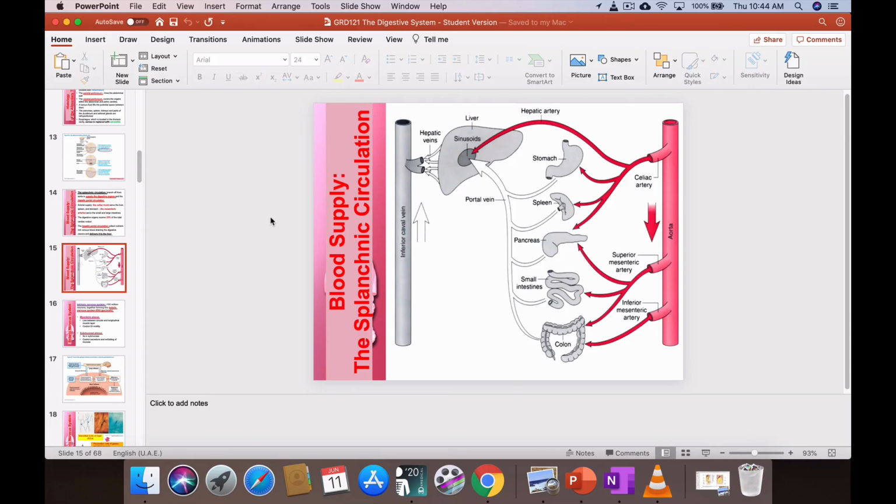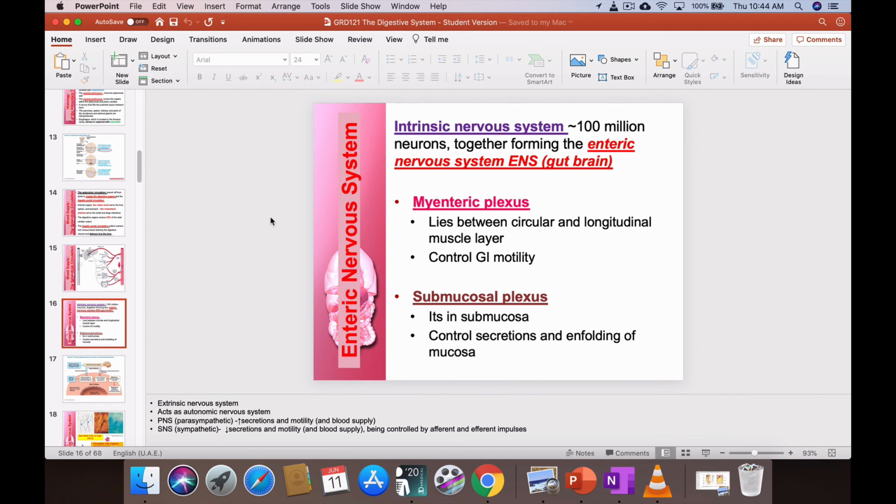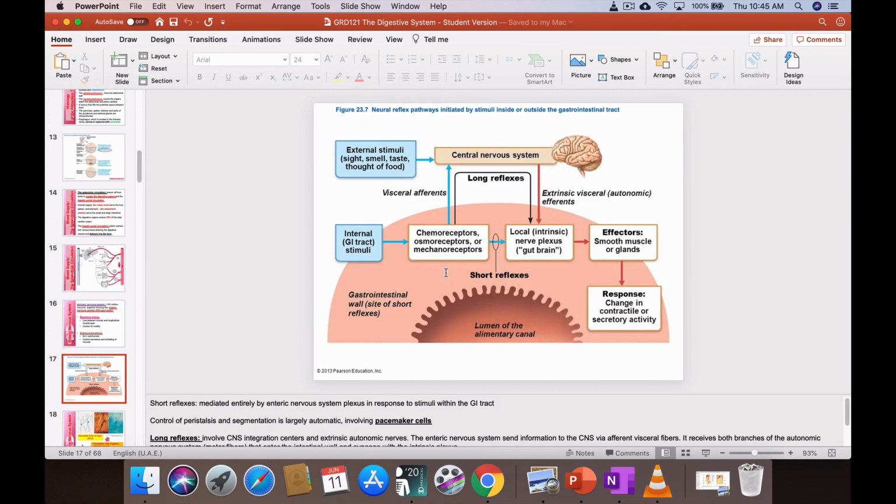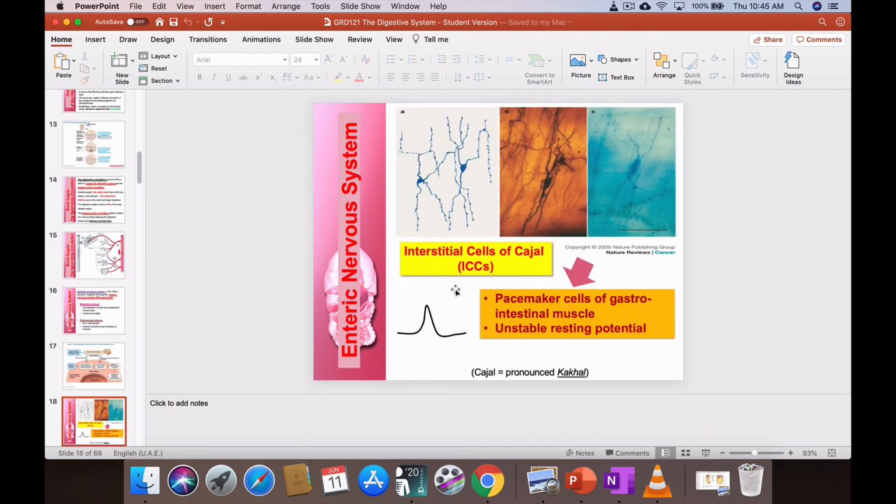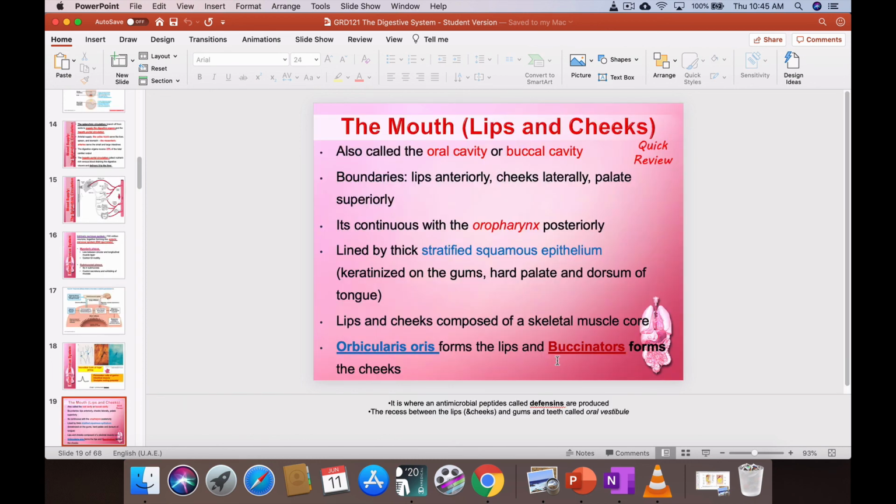Coming to the nervous system, as I told you, it is supplied by the myenteric and the mesenteric plexus. They are nothing but the parasympathetic and the sympathetic nerves. Now you can see the nerve cells that are supplying this intestine. Now we have to start from the mouth.